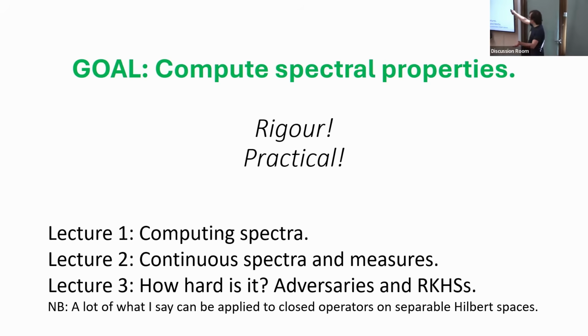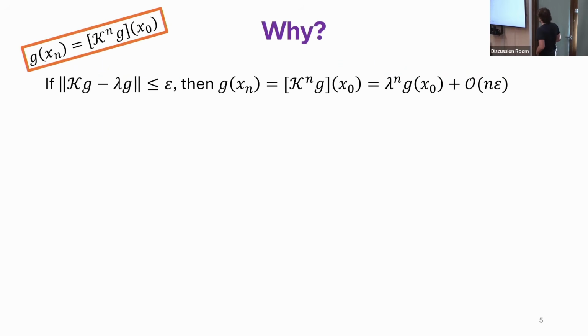Okay, so we have this goal: compute the spectral properties. And before launching into this, you probably want to know why. Why do I care about the spectral properties of this Koopman operator? So here's one example. Suppose you have what's called a pseudo-eigenfunction. This is your L2 norm.